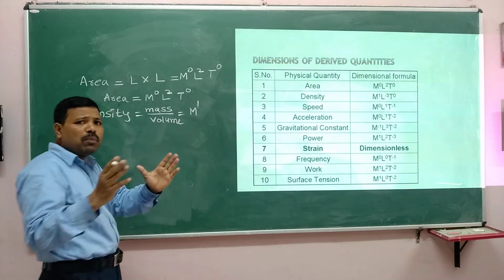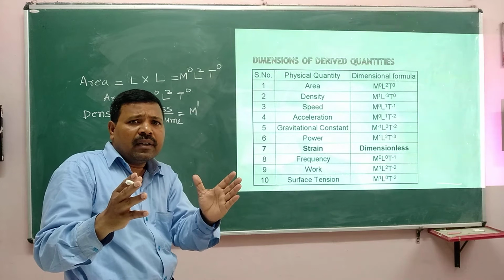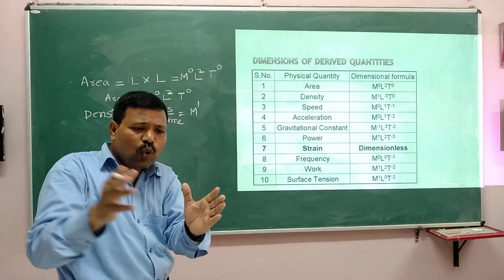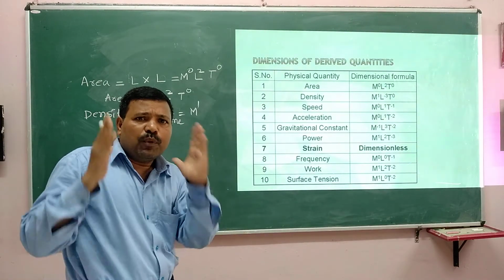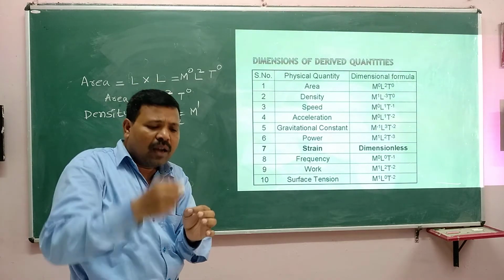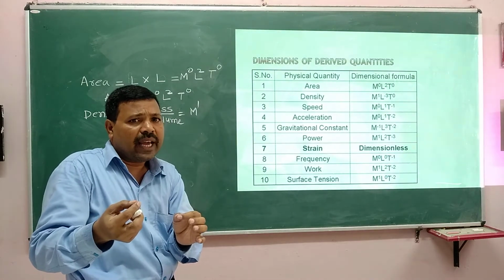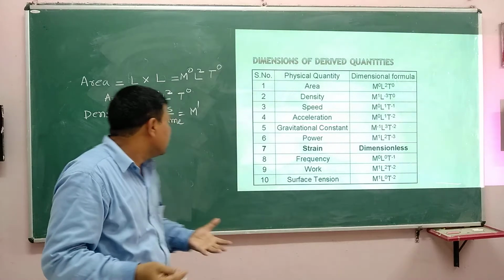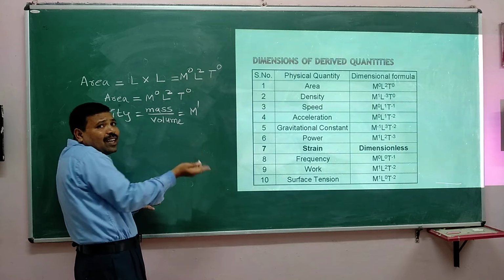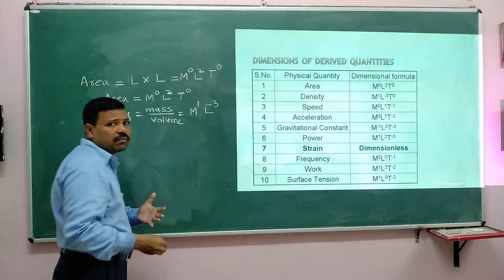Volume, the volume of a cube or volume of a cuboid depends on length. If you take a cube, it will be L cube. If you take a cuboid, it will be length into breadth into height. Height is also expressed in length. Breadth is also expressed in length. Therefore, we can write L cube. Volume is L cube. If you take that L cube to the numerator, it becomes L raised to minus 3.